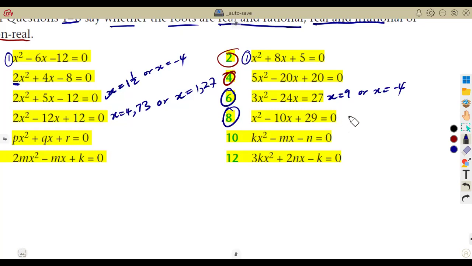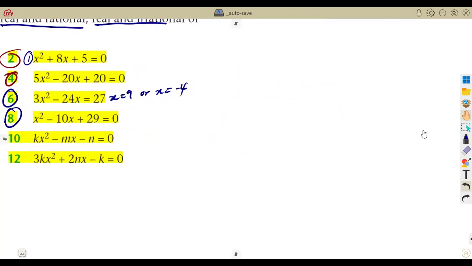On question number 8, you cannot simplify that. It is going to give you a negative. All right? Number 8, let me just do this one together, because it's going to be something else. Number 8, we are given x squared minus 10x plus 29, and this is equal to 0.